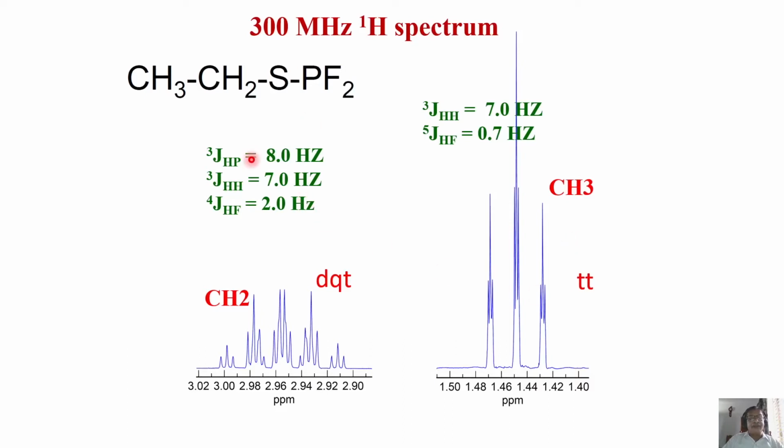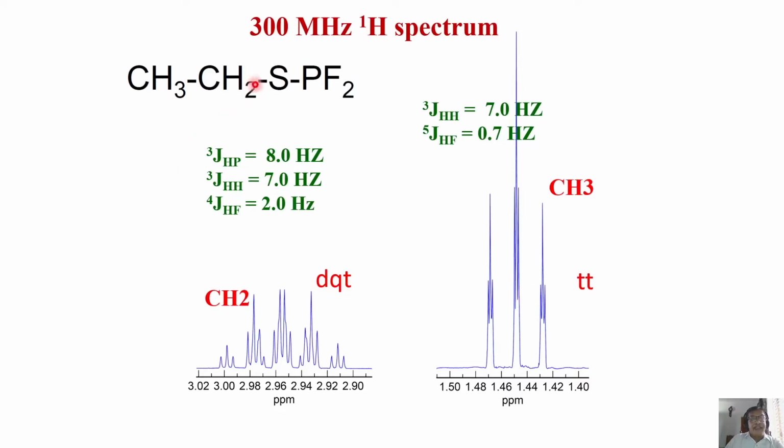Then you may ask me a question. Phosphorus is 100% abundant. That is also a spin-half nucleus. Where is that coupling? See, this four bond phosphorus-proton coupling is very weak. Hence, as a consequence, you are not seeing it here. Otherwise, it would have complicated the spectrum much more. This nine-line pattern would have become an 18-line pattern because each of them would have further split into a doublet because of this phosphorus. So we are not seeing that coupling. So it is only a triplet of triplets.